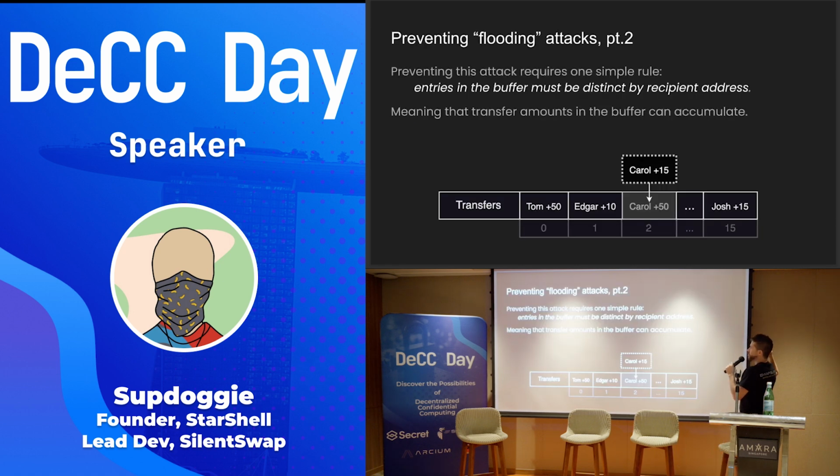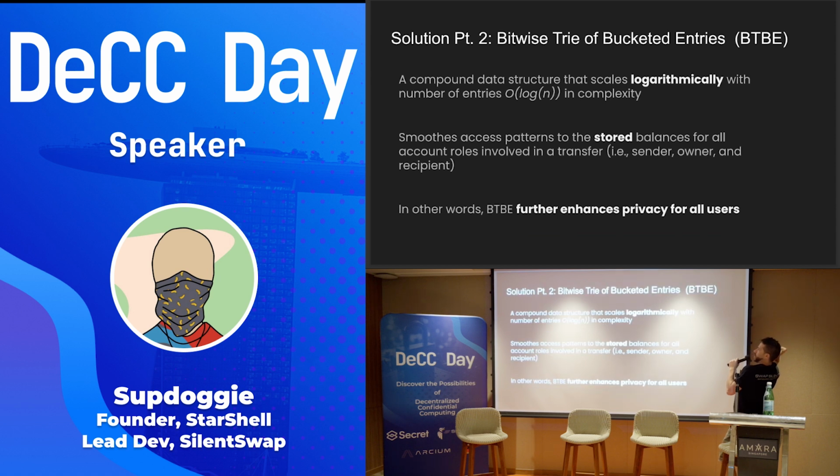Next slide. Okay, and then, to further complement this and increase the privacy even more, we invented another compound data structure, which I coined the bitwise trie of bucketed entries. It scales logarithmically in terms of complexity, if you're familiar with big O notation. And again, we're smoothing access patterns, but this time, instead of smoothing it for the event, we're smoothing it for all stored balances, for all roles. So this affects the sender, the owner, and the recipient, thus further enhancing privacy for all users.